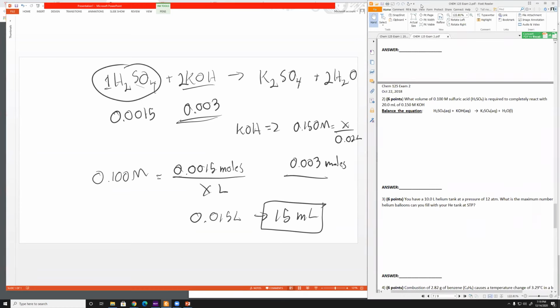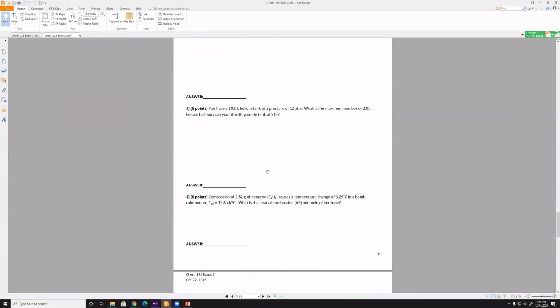Good. All right. So next, number 3: if you have a 10-liter helium tank at 12 ATM, what is the maximum number of 2-liter helium balloons that you can fill with your helium tank at STP? Now this one's tough. So I did talk about, 1 second.